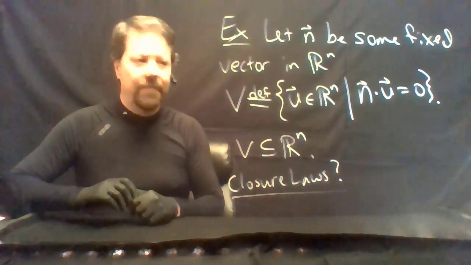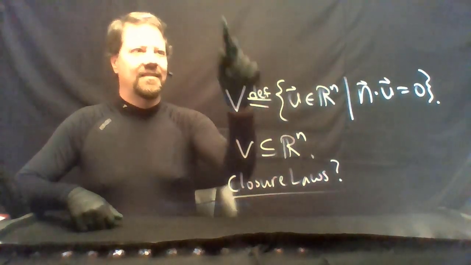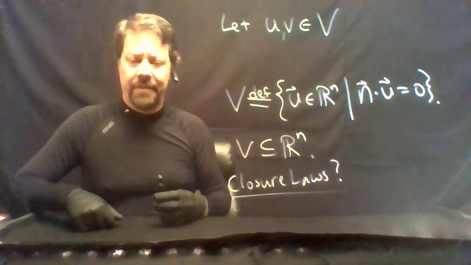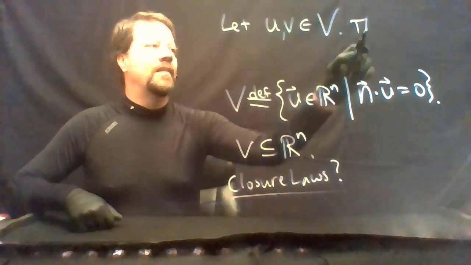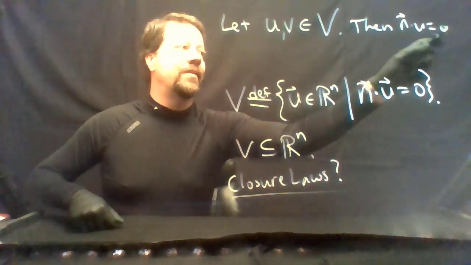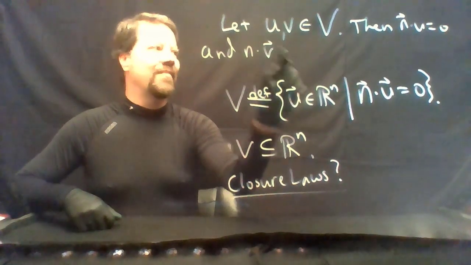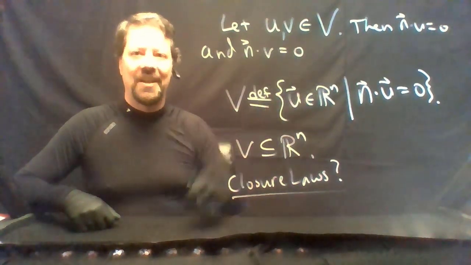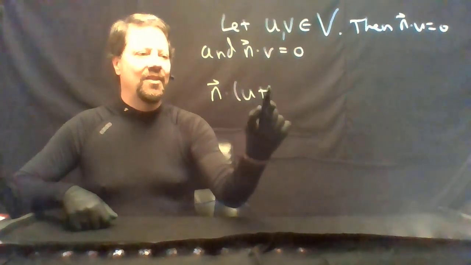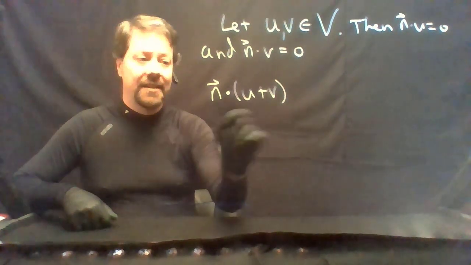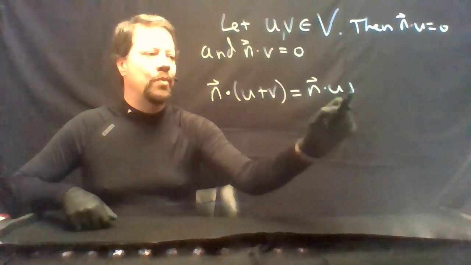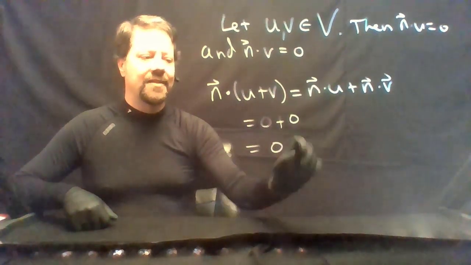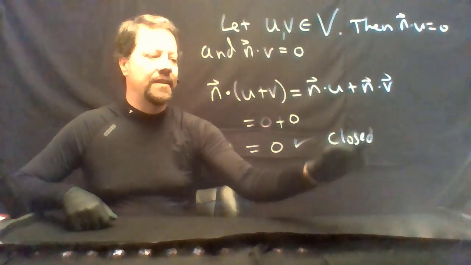Do the closure laws hold for this particular set? To see this, suppose u and v are elements of this proposed vector space. We know then that n dot u is 0 and n dot v is 0. The question is, does n dot (u plus v) equal 0? Let's calculate n dot (u plus v). Well, the dot product does satisfy a distributive law. This gives us n dot u plus n dot v. And we already know that both of those are 0, and so we do get closure under addition.